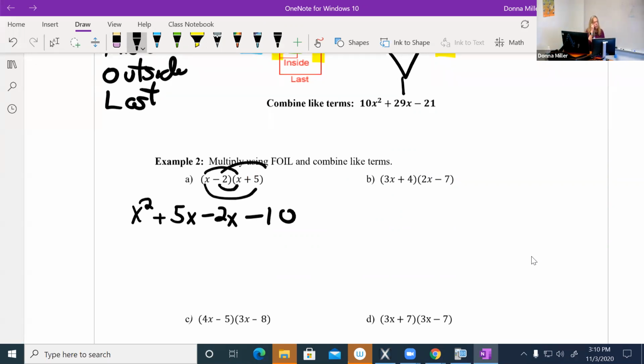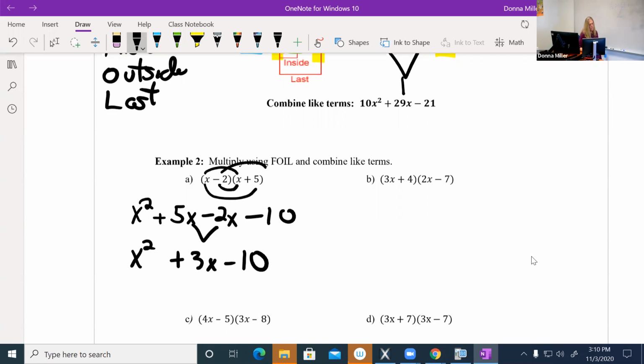Right? So now I've multiplied everything by everything, combined the outsides and insides. 5x minus 2x is 3x. And I'll multiply. Okay, is this all right? Yeah? Okay, so let's do another one.